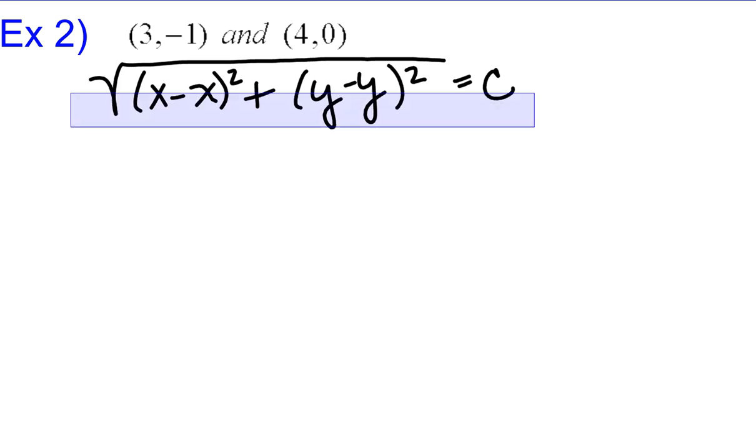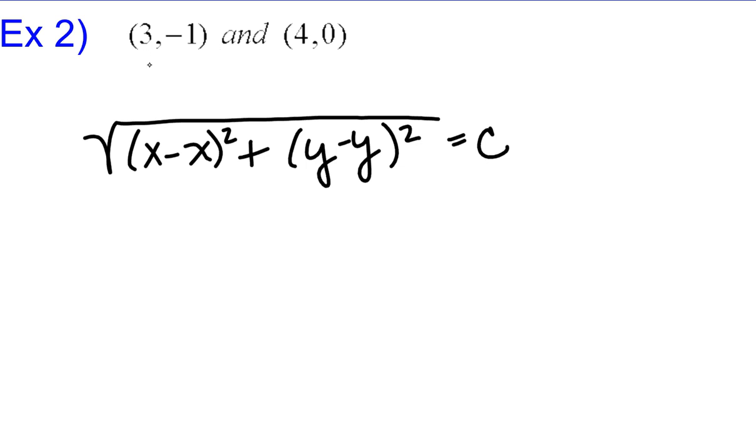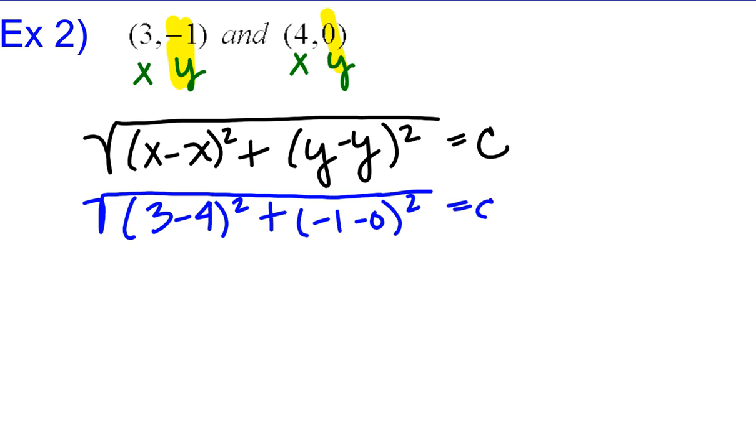So let me move this down a little bit. So I want to talk about ordered pairs for a second. We know that in every ordered pair, the first value is x and the second value is y. So what we want to do is keep the y's together and keep the x's together so that we put them in the right place in this formula. So taking that square root, I take the values of the x's and subtract them, so it's going to be 3 take away 4, and I'm going to square that value. And the y's would be negative 1 minus 0, and I would square that value, equaling c.